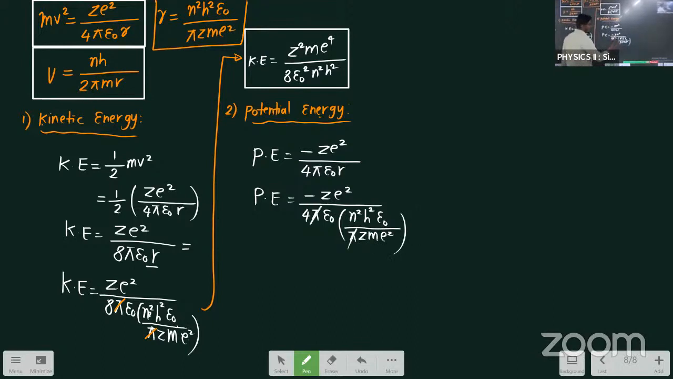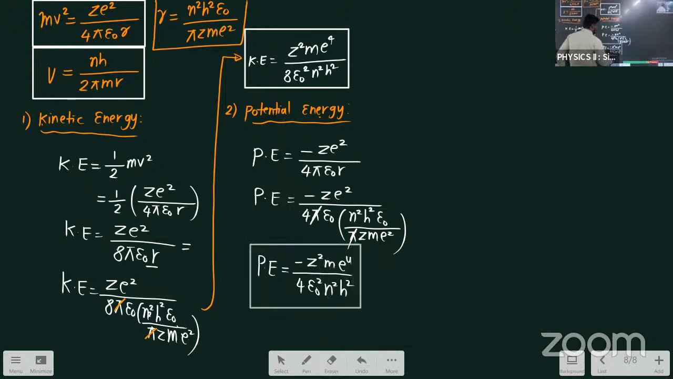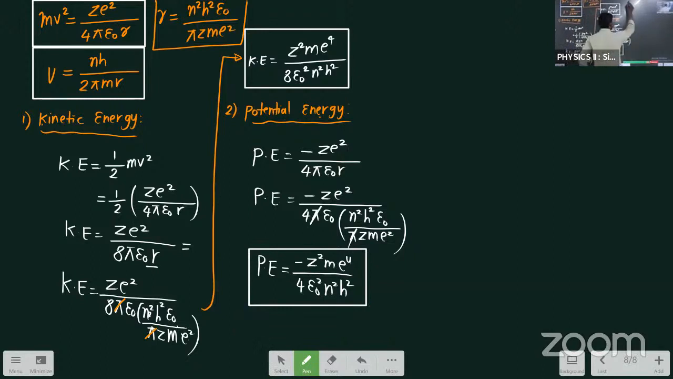Here this pi and this pi are getting cancelled. Again, Z into Z will become Z square. m is m. e square into e square will become e power 4. So the final expression for potential energy is: potential energy is equal to minus Z square m e power 4 divided by epsilon naught square n square h square. So this is the final expression for potential energy.